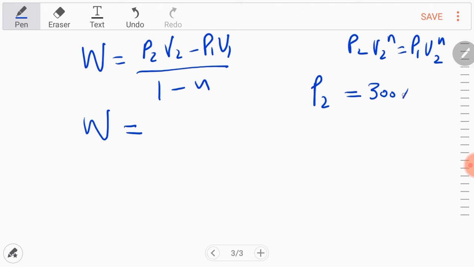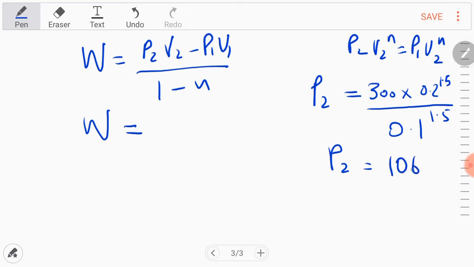So this is P1 multiplied by V1 power 1.5, divided by V2 power 1.5. V2 is 0.2 power 1.5, divided by 0.1 power 1.5. So we get the answer P2 is 106 kilopascal. So we get the answer of P2, and then we have to place P2 over here.